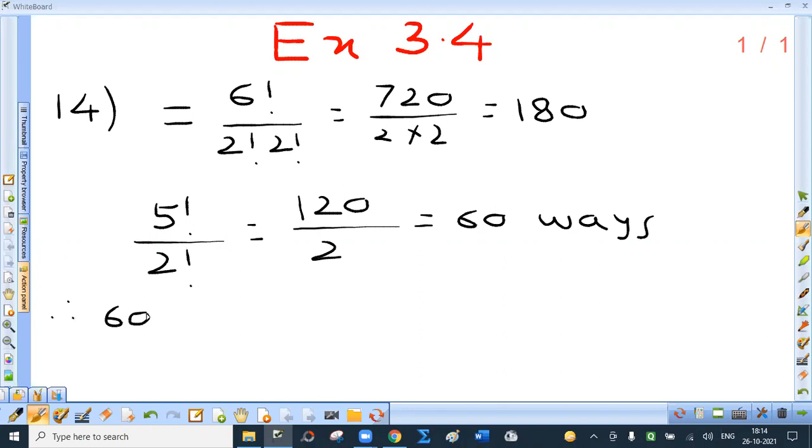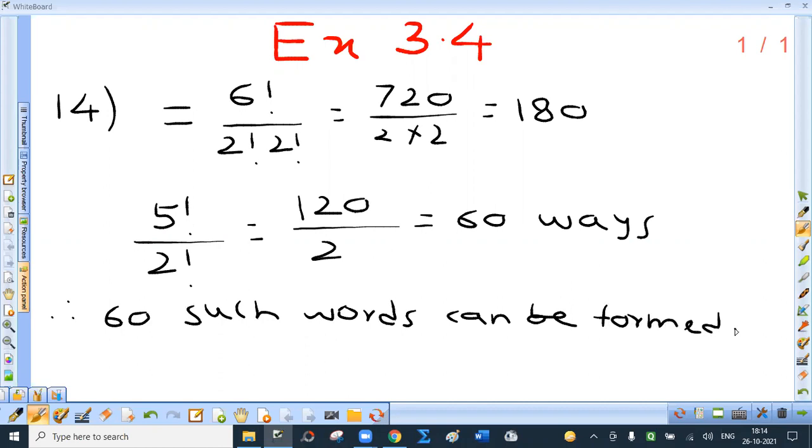Therefore, 60 such words can be formed right now.